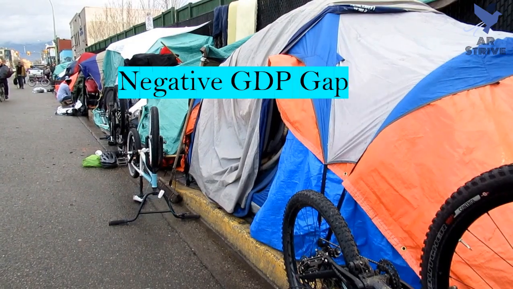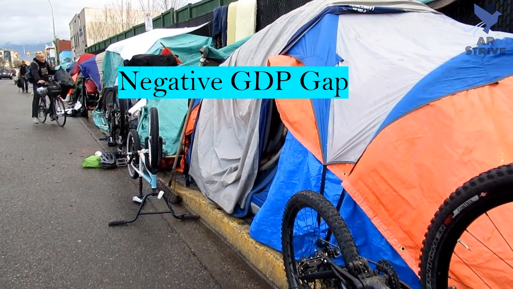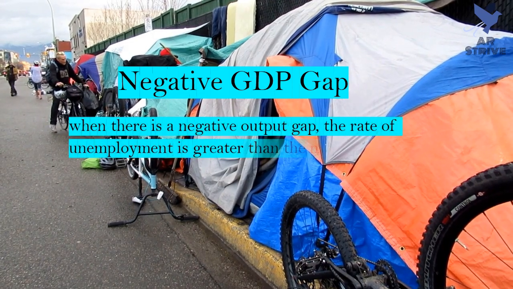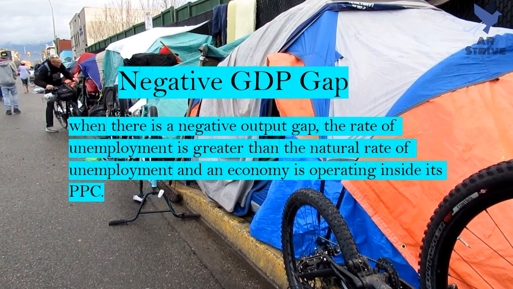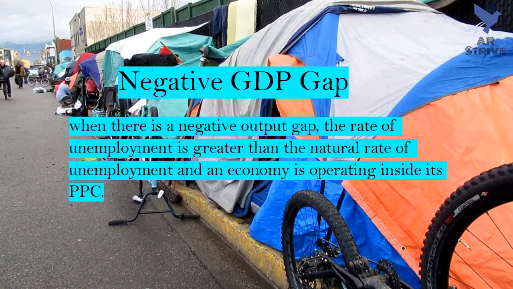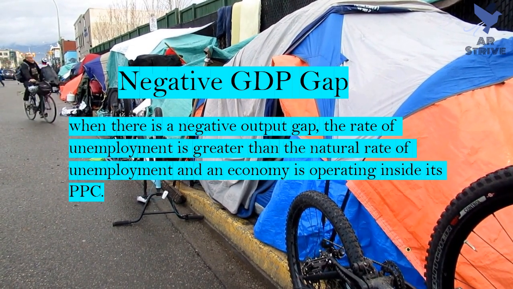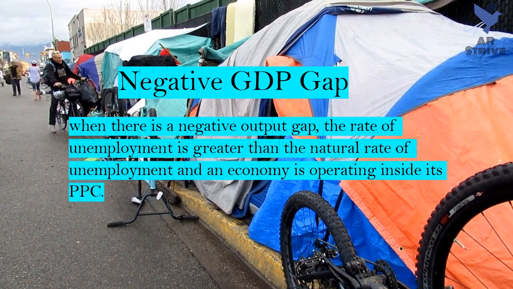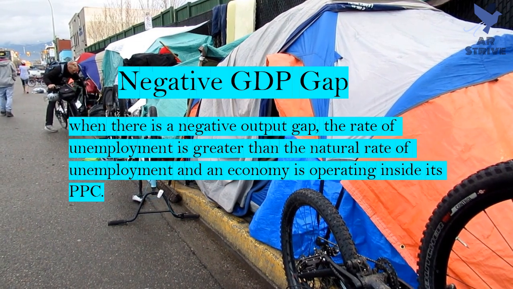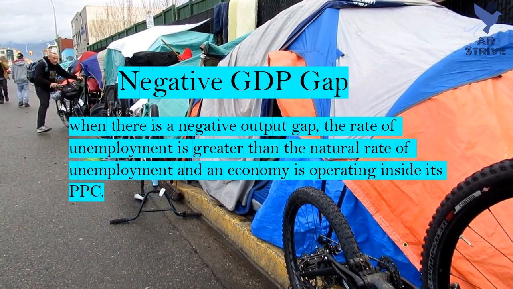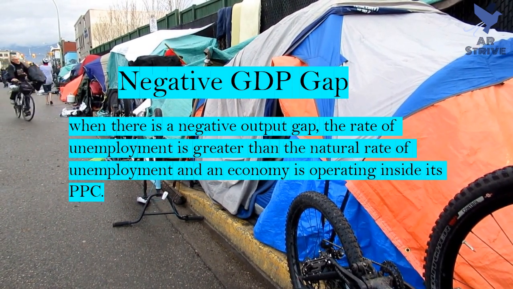What is negative GDP gap? It is the difference between actual output and potential output when an economy is producing less than full employment output. In a negative output gap, the rate of unemployment is greater than the natural rate of unemployment, and the economy is operating inside its production possibility curve. So negative GDP gap is going to take place when there is recession, depression, or trough in the economy, and positive output gap is going to take place when the economy has a peak or boom.